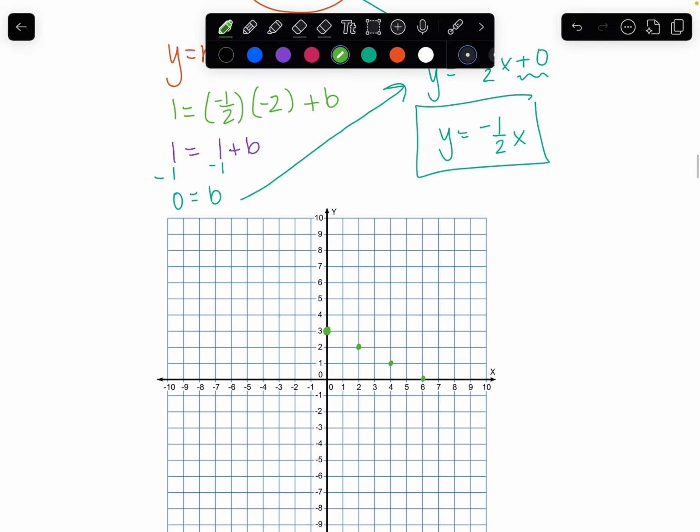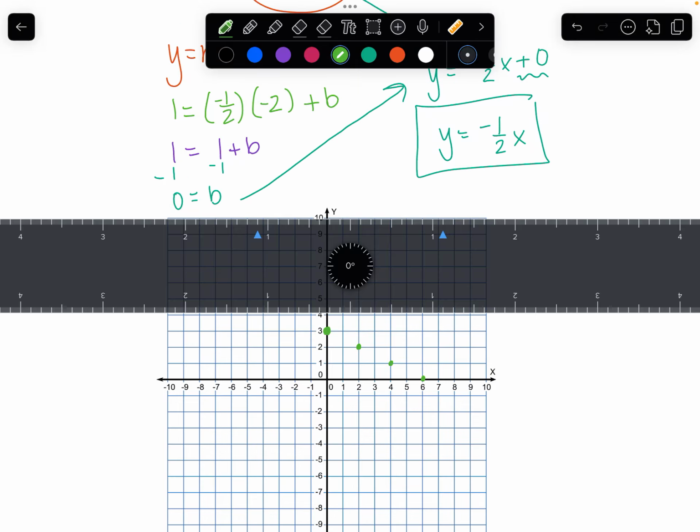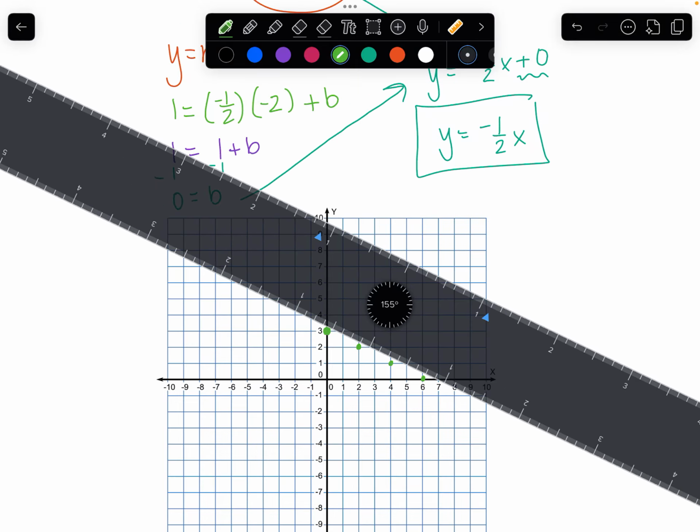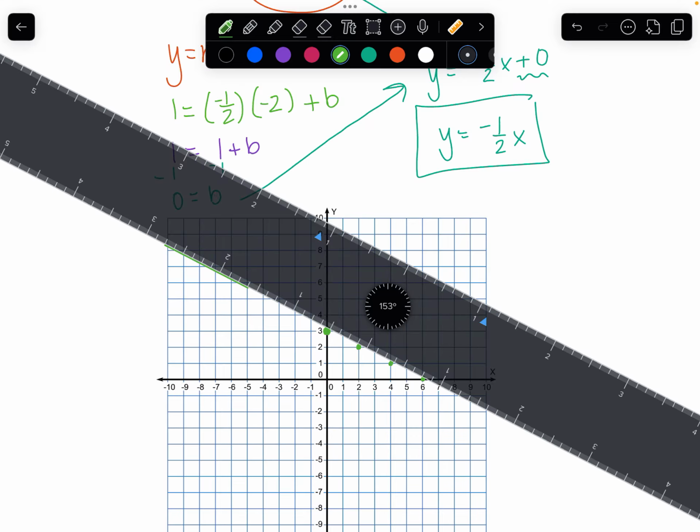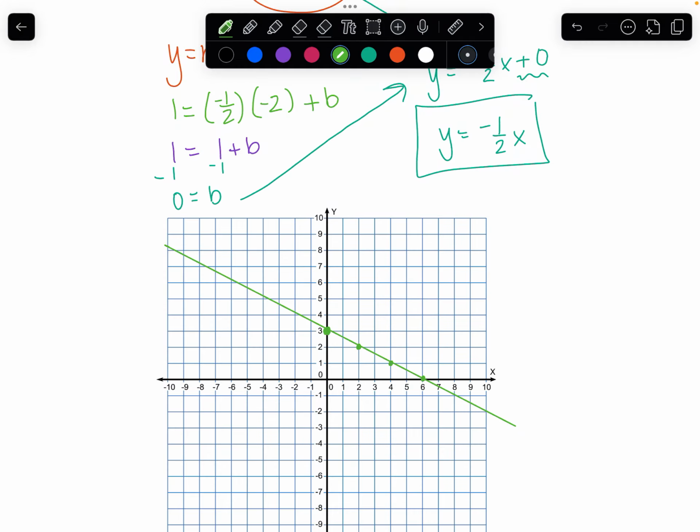Oh, and you guys get to see my ruler. Okay, so we have our ruler. Again, we're going to line it up. And then we're going to connect our points. Make sure we're going through the entire graph. And I'm going to write it down here. Y equals -1/2 x plus 3. So there's my first line.